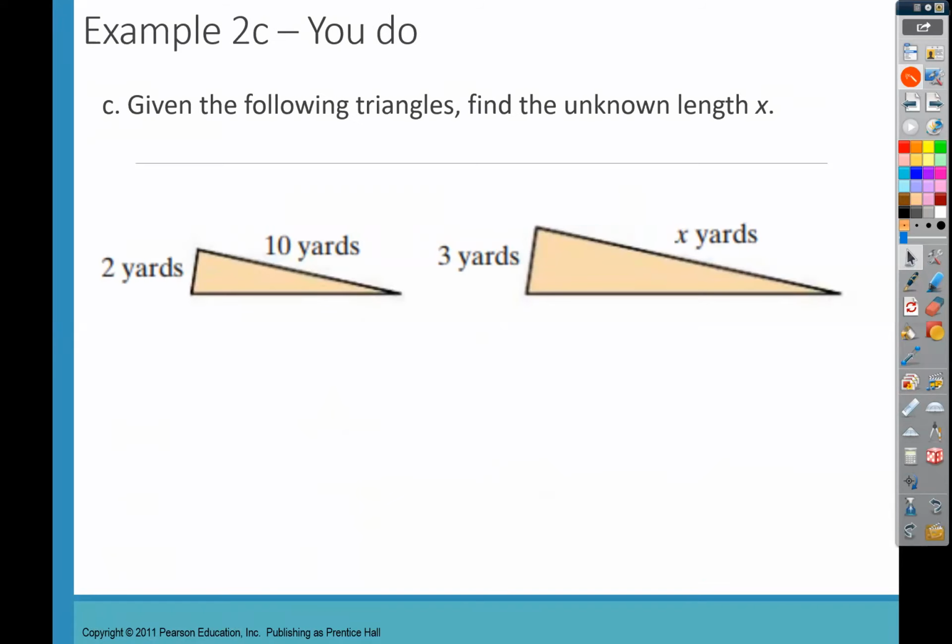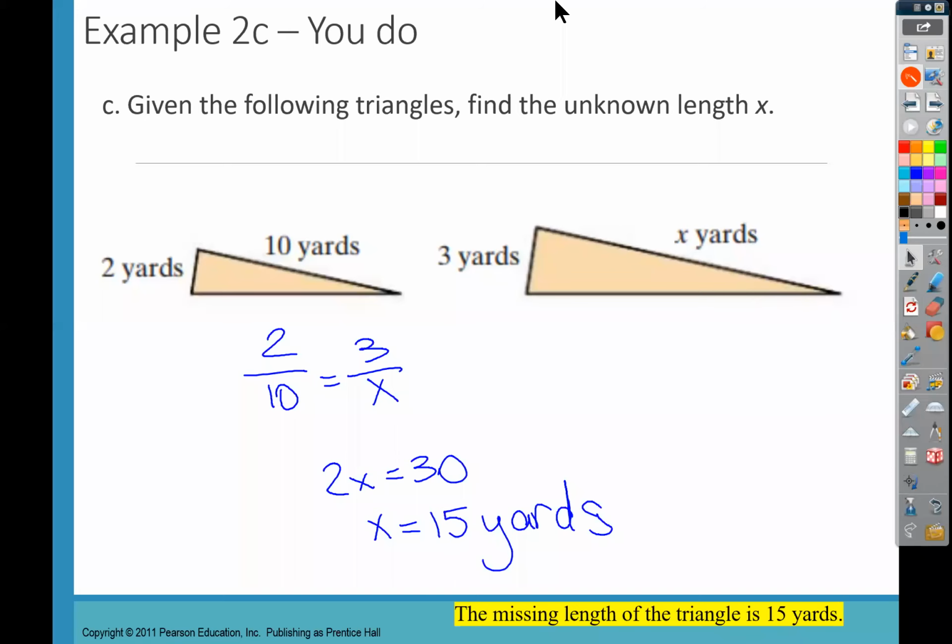All right, here is a triangle problem for you to do, so I'm going to go ahead and pause this and let you try it. You should have found that the missing length is 15 yards.